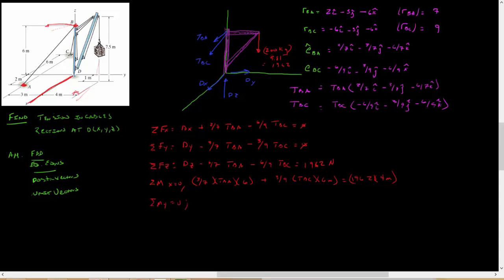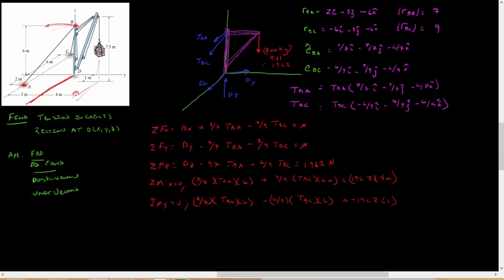Okay, and then I'm going to sum my moment about the y. I know this is very visual and it's kind of hard to discuss on a piece of paper, but just take your time, look at this, and figure out how it's actually rotating about that axis. And so the last one would be 2/7 times TBA times 6 minus 6 over 9 times TBC times 6, and that's going to equal 1962, but that's going to be a negative there, times 1.